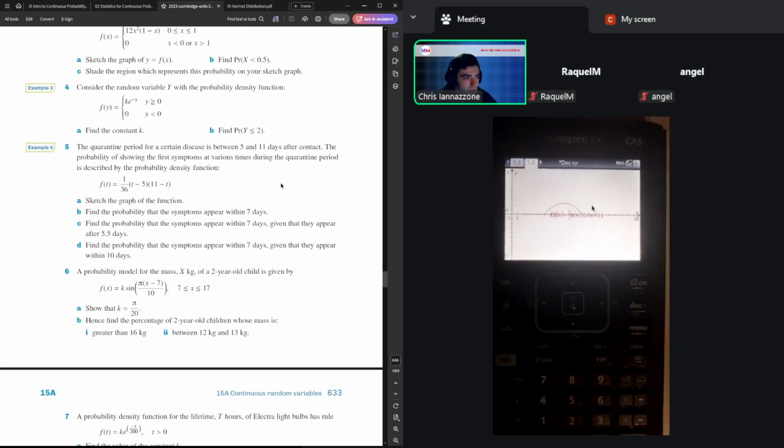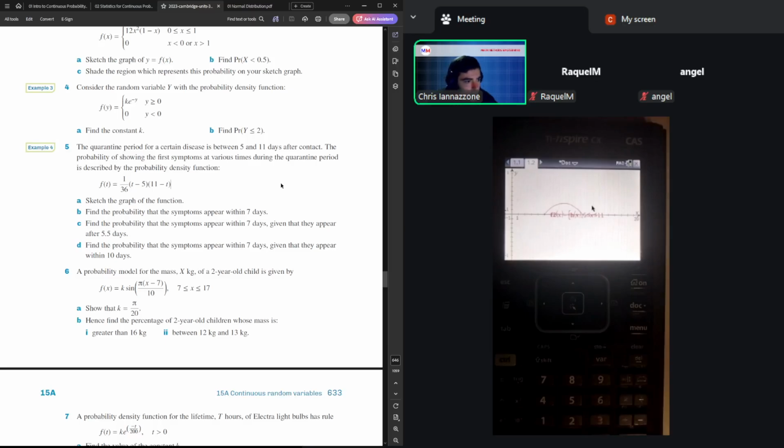So what you'll notice is in question 5 it didn't explicitly tell you t is between 5 and 11. You had to be able to read that from the question itself. So answering part A properly means not just sketching a quadratic, it means sketching a quadratic over the valid domain.